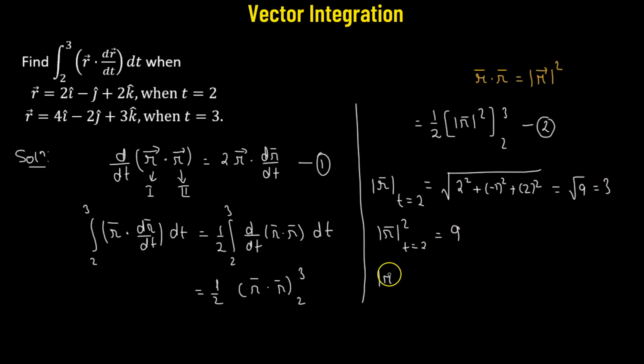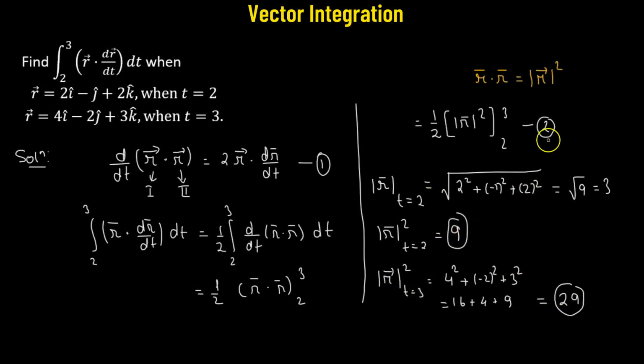Then we'll calculate the magnitude of our vector r at t equals 3. So we'll square it as well. So this will be simply equal to 4 squared plus negative 2 squared plus 3 squared. So 4 squared is 16 plus 2 squared is 4 plus 3 squared is 9. So 16 plus 4 is 20, 20 plus 9 is 29. So this is the value of the magnitude of the vector r squared calculated at t equals 3. So that means now we can use this value to calculate our part 2.